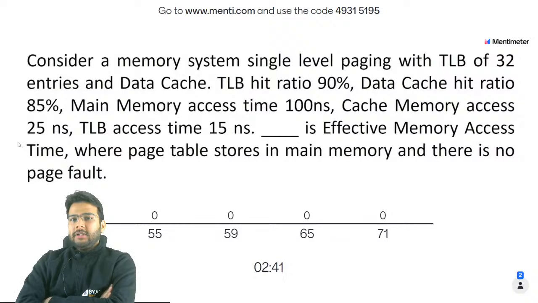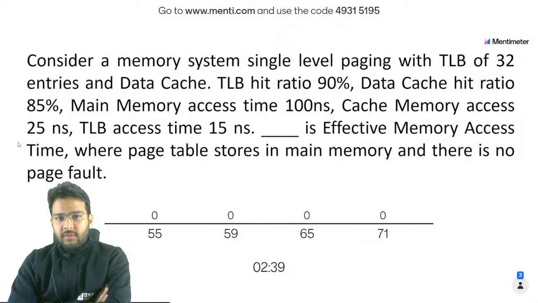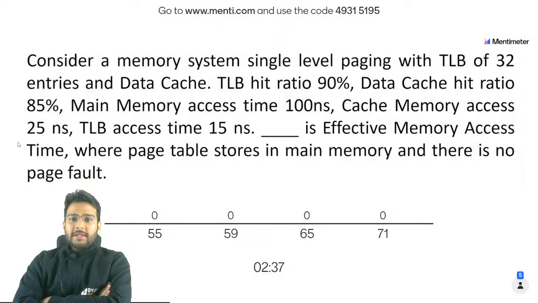You have the TLB. The hit ratio of TLB is given to you, that is 90%. Cache hit ratio is given to you, that is 85%. Main memory access time 100 nanosecond. Cache memory access time 25 nanosecond. TLB access time 15 nanosecond. You need to find out effective memory access time.